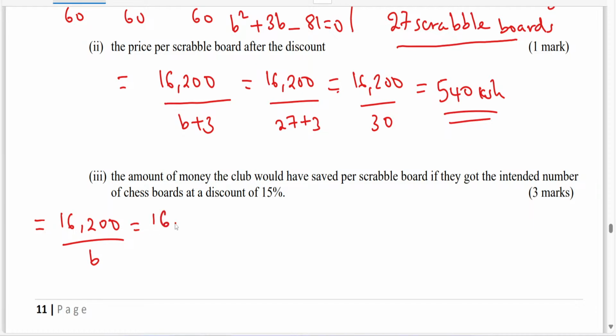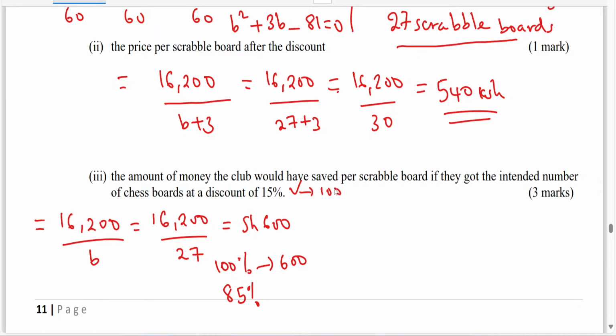So yamaanisha ni 16,200 divided by 27, which gives me around 600 Kenya shillings. Sasa hiyo 600 Kenya shillings ndo alipata at 15%. So if this one is equal to 100%, 600, so what about 85%? 85 nimepata vipi? Nimechukua 100 minus hiyo discount, so your new price should be around 85%. So you take 85 of 100 times 600. Sawa, na hapa answer itakupa 510 Kenya shillings.